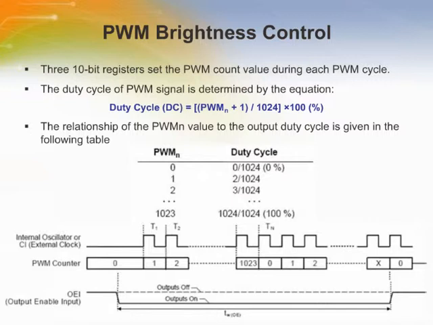From the table shown, when the brightness register is set to 0, the outputs remain off for 0% DC. When a brightness register is set to 1023, the corresponding LED remains on 100% DC as long as the output enable input is active and the PWM cycle has started. The PWM counter increments from 0 only when the output enable input pin is held low. The counter resets to 0 on a rising edge of the clock input when output enable in is high.